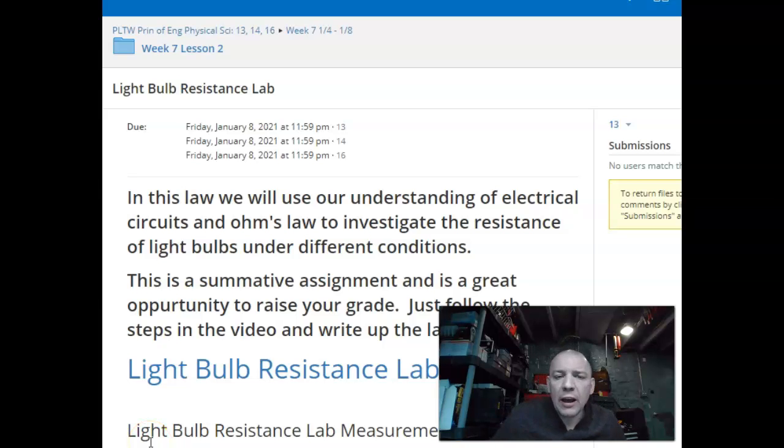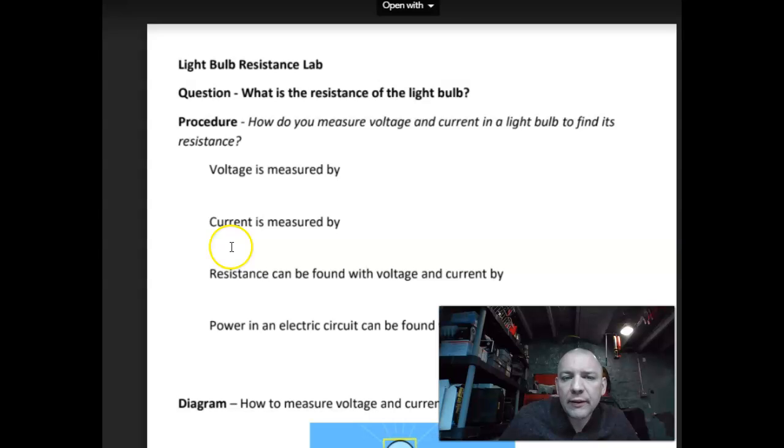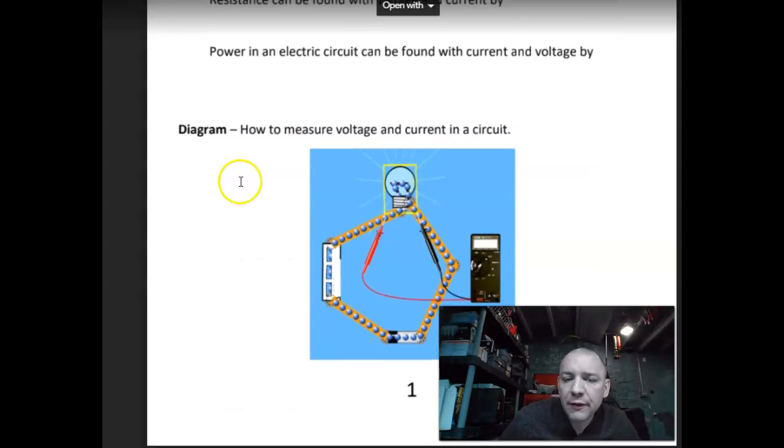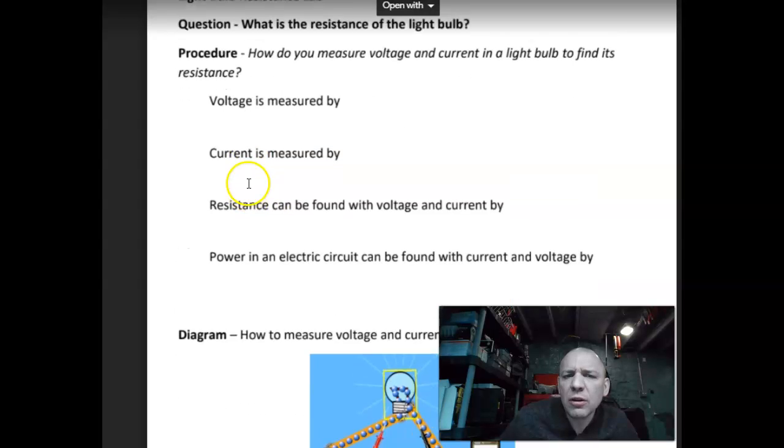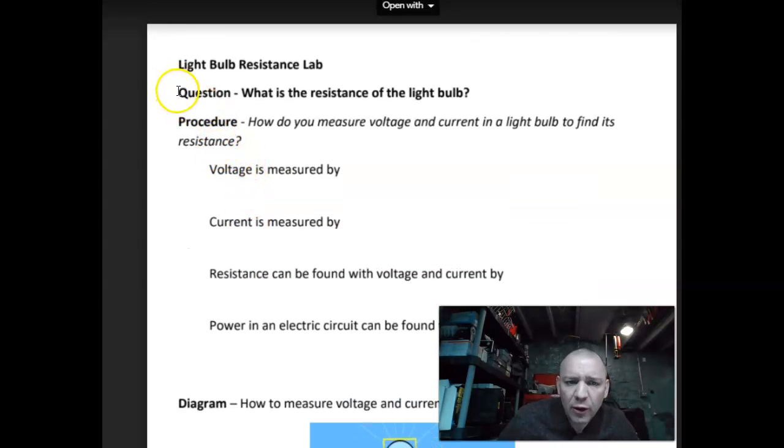So here's a quick video to help you get started on the light bulb resistance lab. When you open it up, you're going to see a whole bunch of things here. There's, I think, 7 pages, and what you need to do is fill this out on Notability. The question of this lab is, what is the resistance of the light bulb?